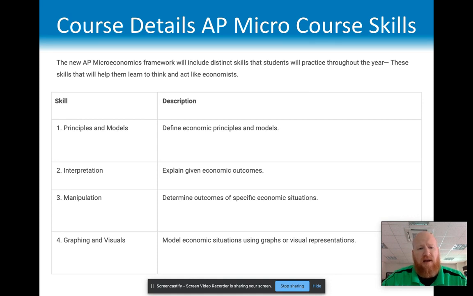We'll start looking at your third skill, and these are getting higher and higher in level, manipulation. You're going to determine outcomes of specific economic situations. So you're going to look at different models on this. You're going to look at how one thing affects the other within your markets and different things like that. And it's really cool that you'll be able to see hands-on how we can change the markets or just different economic situations.